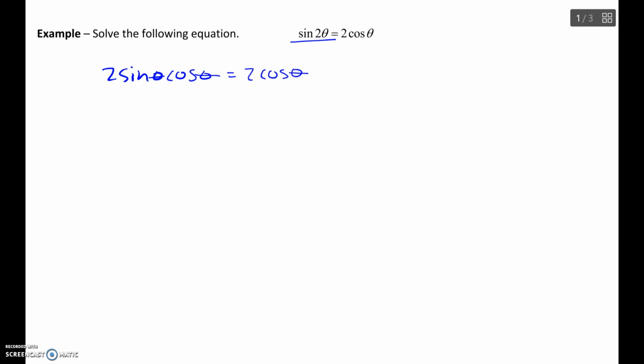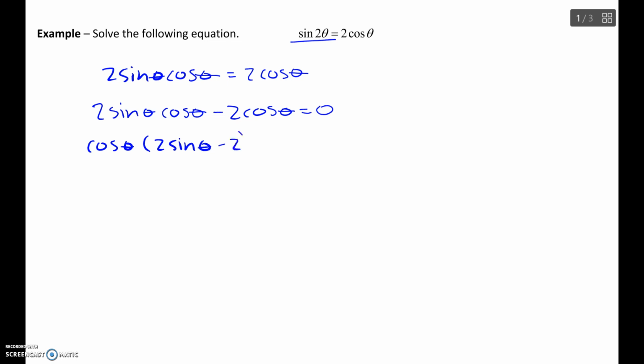And remember from yesterday, you can't divide by a variable to solve an equation. You have to subtract it over. So I have 2 sine theta cosine theta minus 2 cosine theta equals 0. Factor out the cosine theta, and you're left with 2 sine theta minus 2 equals 0. I guess we could have factored out the 2 also, but either way, it doesn't matter. Then you get cosine theta equals 0, or 2 sine theta minus 2 equals 0.